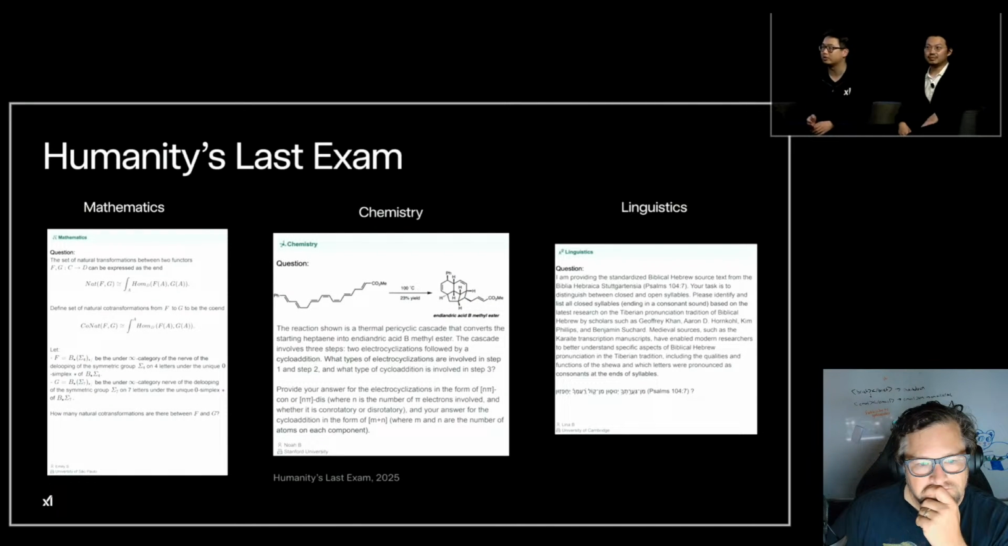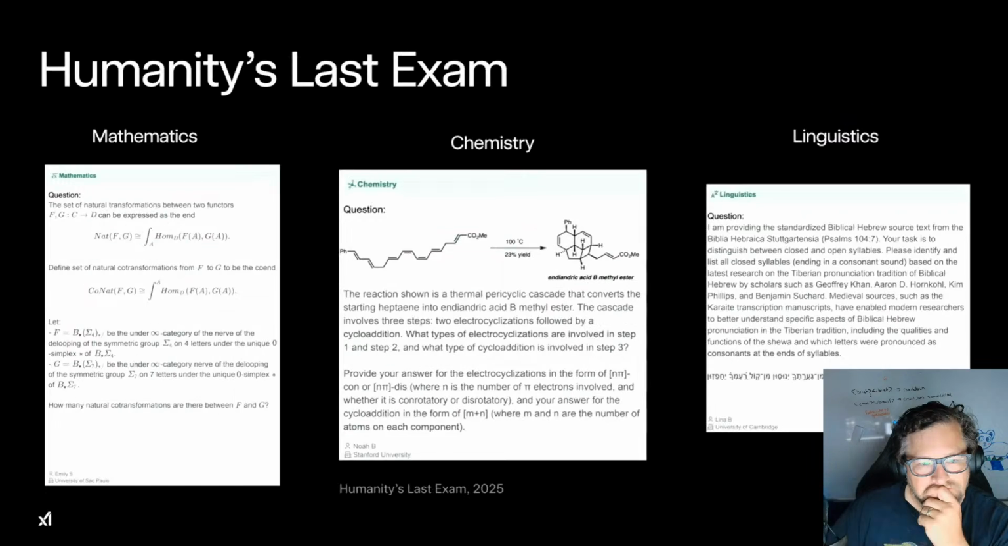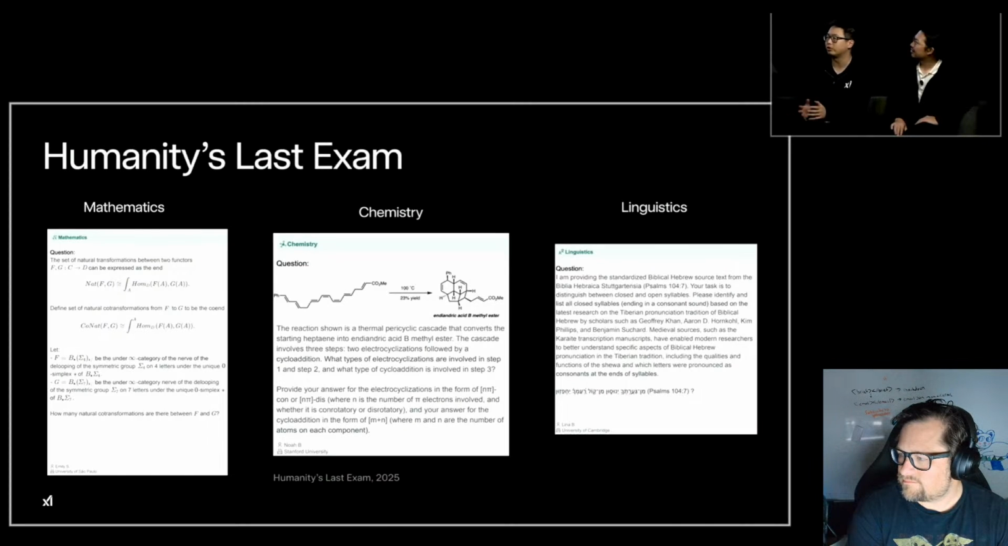Yeah, so we can look at some of those examples. There is this mathematical problem, which is about natural transformations in category theory. There's this organic chemistry problem that talks about electrocyclic reactions. And also there's this linguistic problem that asks you about distinguishing between closed and open syllables from a Hebrew source text. So you can see it's a very wide range of problems, and every single problem is PhD or even advanced research level.